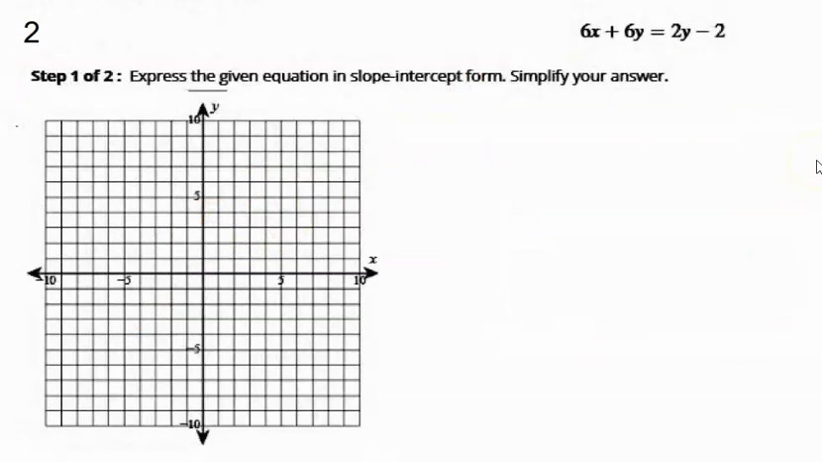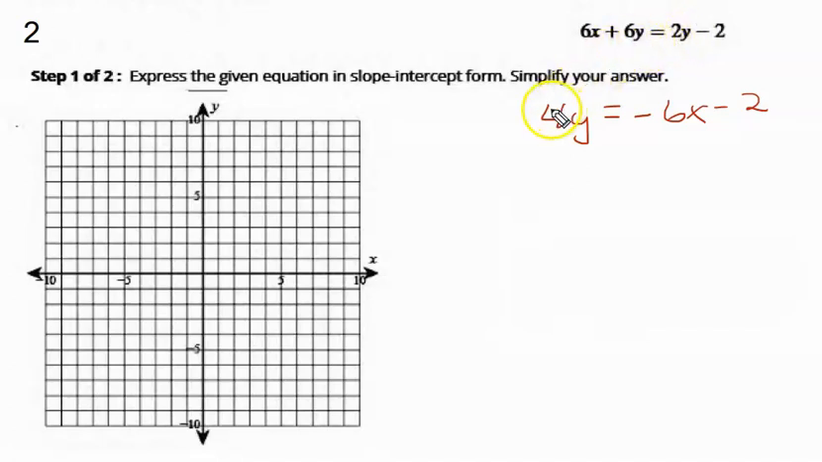So number 2, the same protocol. Put it in slope-intercept form by simplifying and then graphing. Pause, give it a moment. So I'm going to take the 2y from this side, transpose it, becomes a negative 2y. So this is 4y on that side. Transpose the 6x to the other, becomes a negative 6x minus 2.